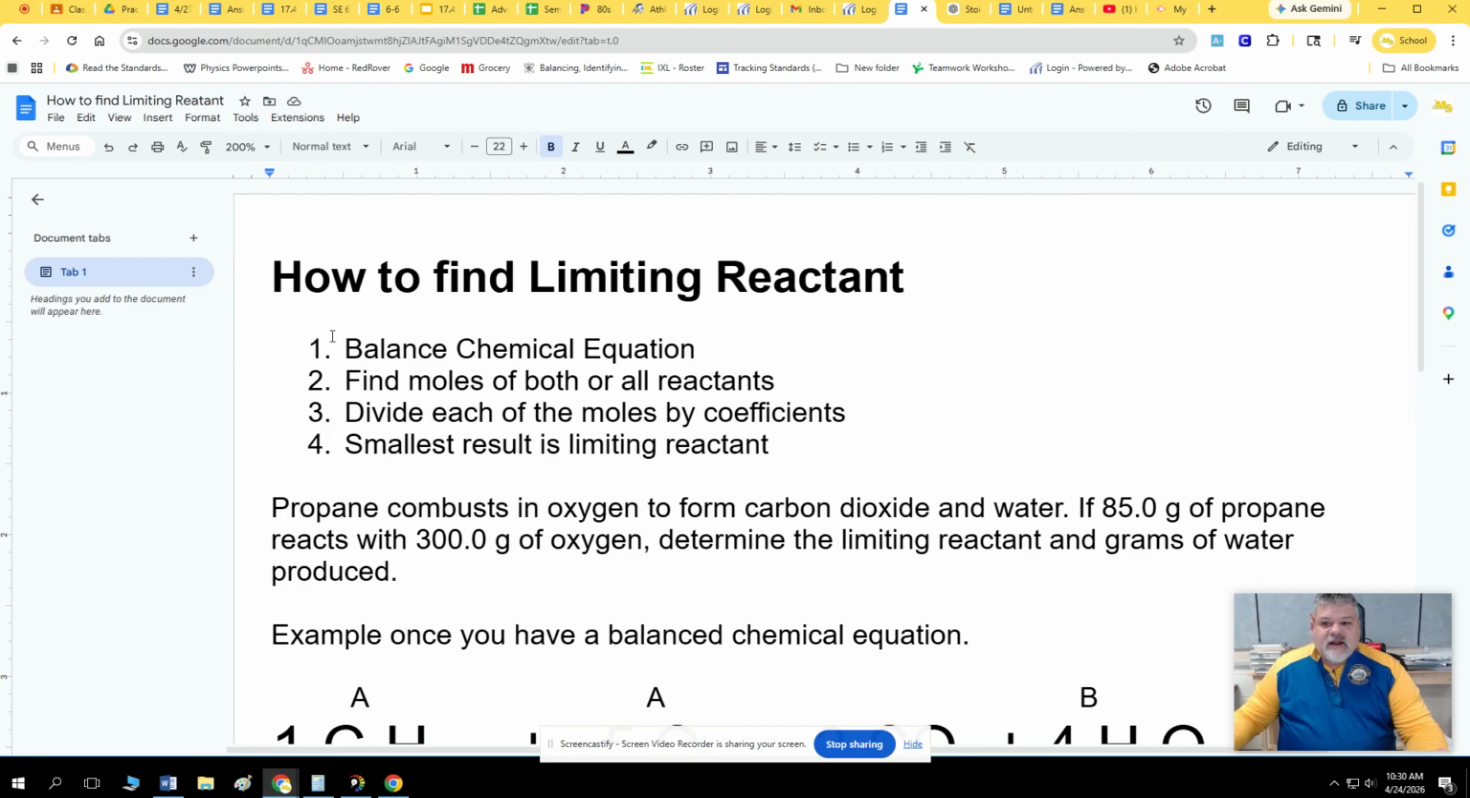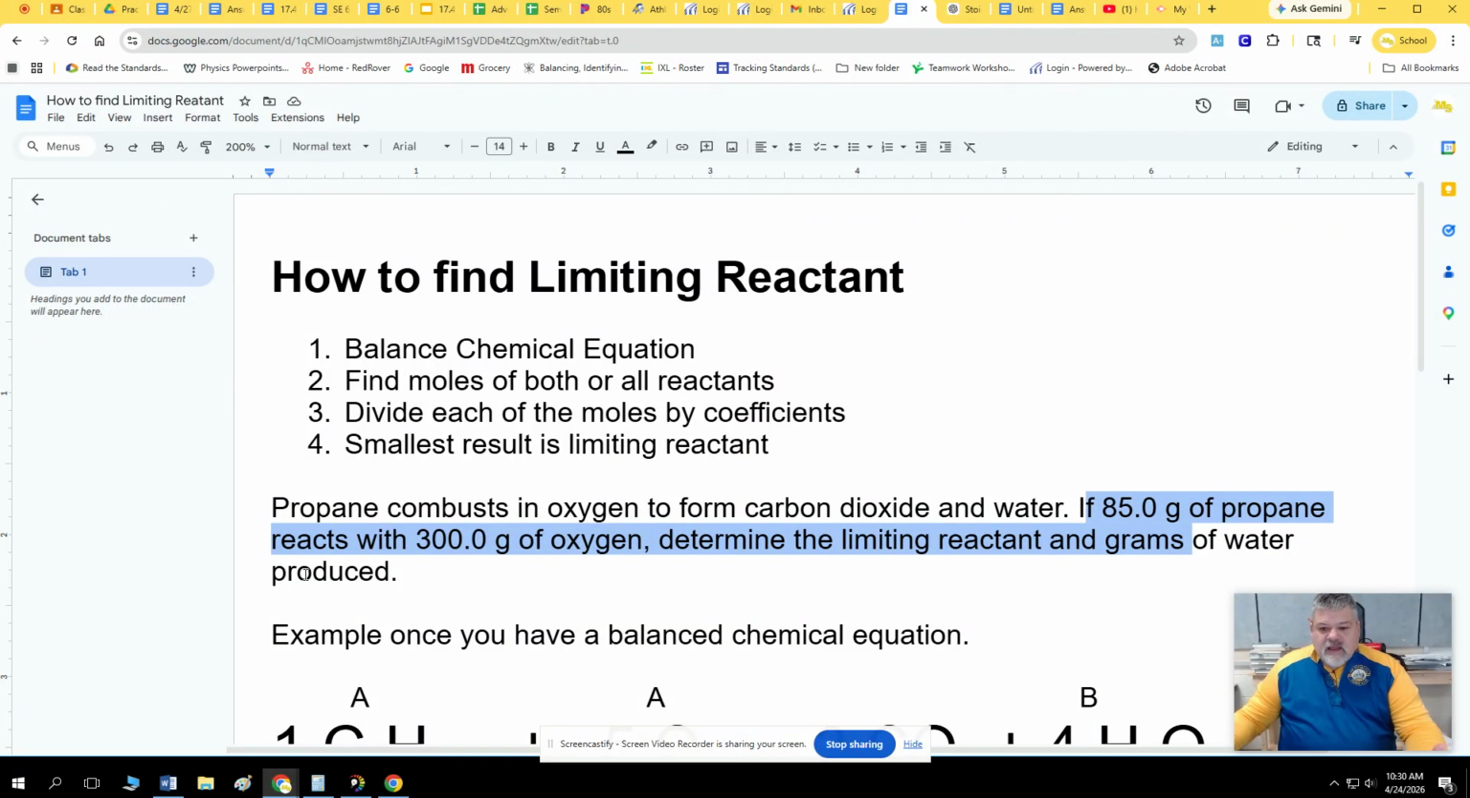Okay. Today we're going to find out how to find a limiting reactant to solve a stoichiometry problem. So if you look at the stoichiometry problem, it's right here. It says propane combusts in oxygen to form carbon dioxide and water. And then if 85 grams of propane reacts with 300 grams of oxygen, determine the limiting reactant, and then you need to figure out how many grams of water are produced, whichever one is the limiting reactant.